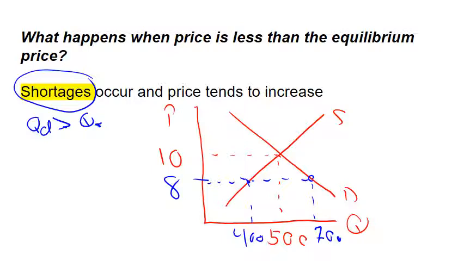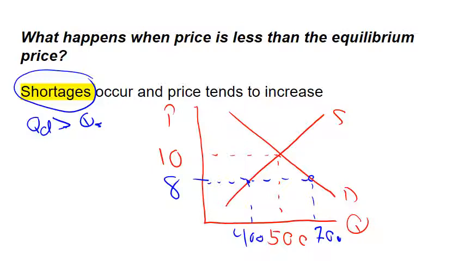In this situation, buyers want to buy more than sellers want to sell. As a result, sellers will see their inventories fall more rapidly than expected and will recognize that they can increase price without reducing the amount sold. Right now they're selling 400 because that's what they're offering for sale. As a result, sellers tend to increase price when shortages exist.